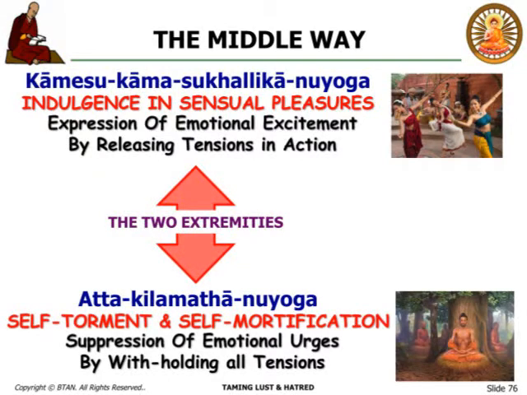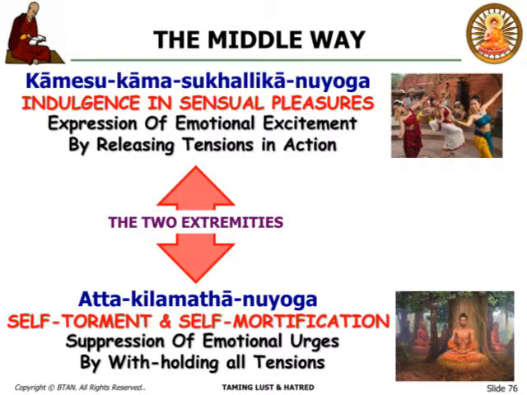The other extremity to be avoided, again he knew it because after he gave up the princely life, he left the palace, he went and became an ascetic. After learning from 2 teachers, he wasn't happy. Then he joined 5 other people and became an ascetic. And he basically pointed out, asceticism is really self-tormenting, self-mortification. And he says, this is the other extremity to be avoided. So when we see, hear, smell, taste, or touch something that arouses our excitement, asceticism simply means, I hold back, I'm not going to react. Force yourself not to react. This is basically suppression of emotional urges by withholding all tensions.